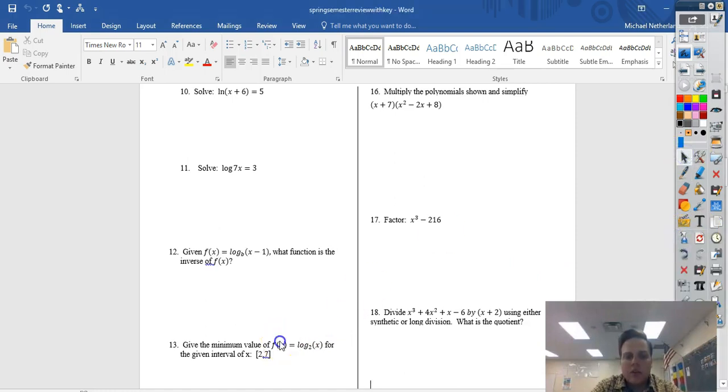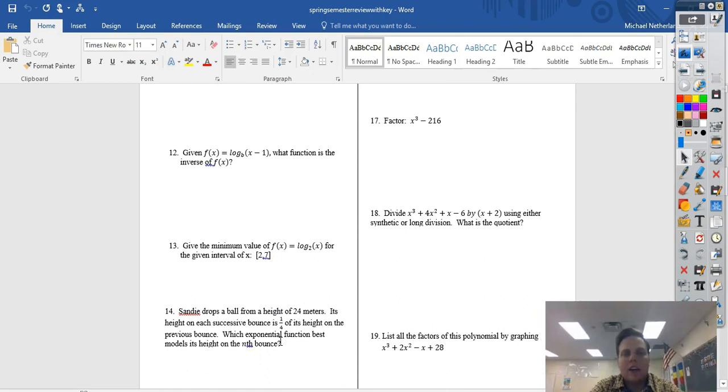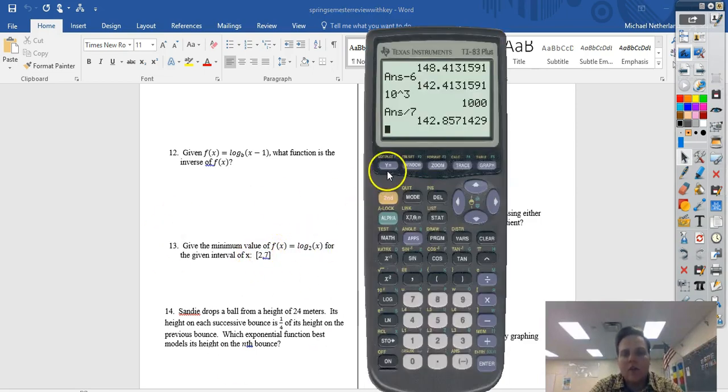Moving on, problem number 13. Give the minimum value of f of x equal to log base 2 of x for the given interval of x, 2 to 7. So this is the interval. This is your x's, okay? You want to find the lowest y value that happens when you plug these in. Our calculator can do that for us.